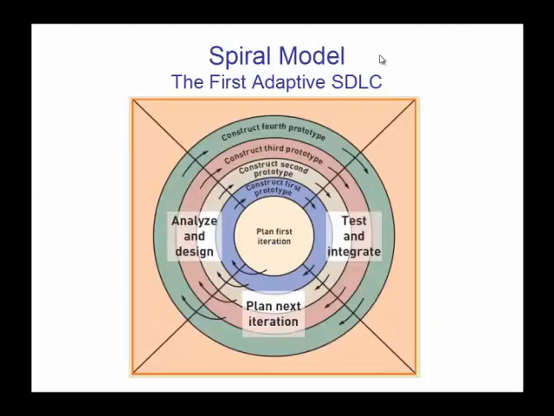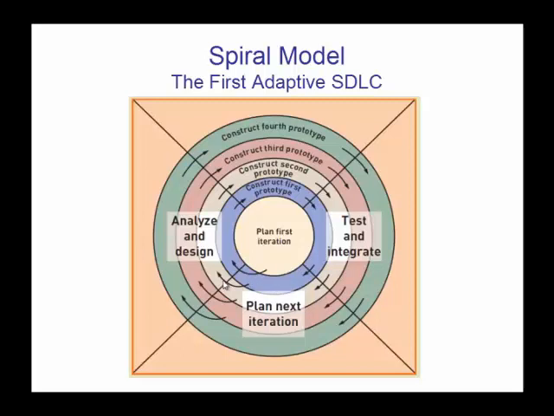The spiral model was the first adaptive approach to an SDLC. And the idea here was to get completely away from sequential phases, overlapping or not, and instead think of the system development project as a spiral. The way it works is you start in the middle and you plan the first iteration. So the idea here is we're doing multiple iterations. And then you go in and do some analysis and design, you construct the first prototype, you test and integrate what you have, and then you plan the next iteration based on feedback that you received from the first prototype.